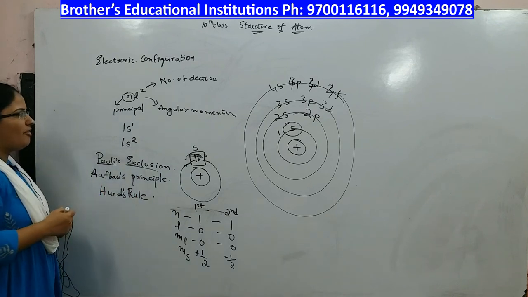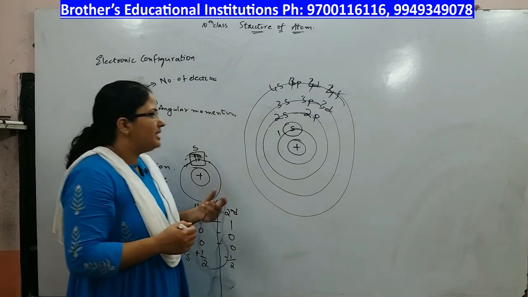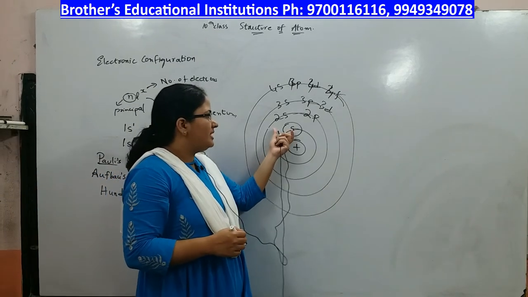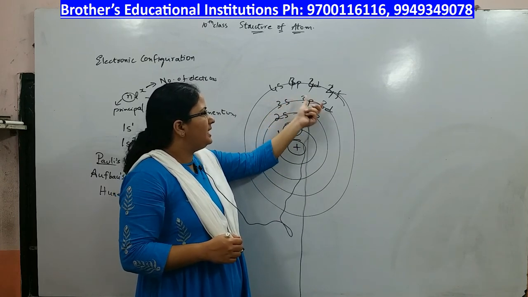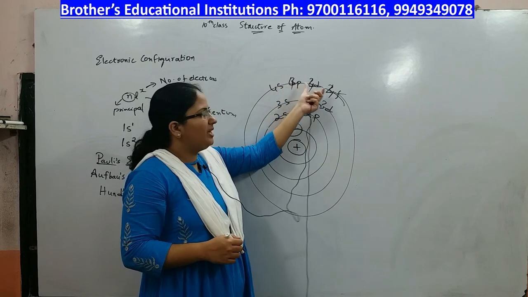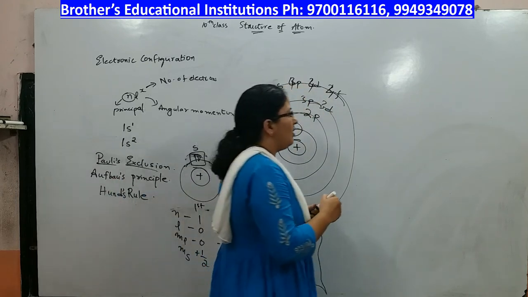Next you have Aufbau's principle. Now you might think that the electrons first fill 1s, then go to 2s, 2p, then 3s, 3p, 3d, 4s, 4p, 4d, 4f. But this is not the order. You have a different order.